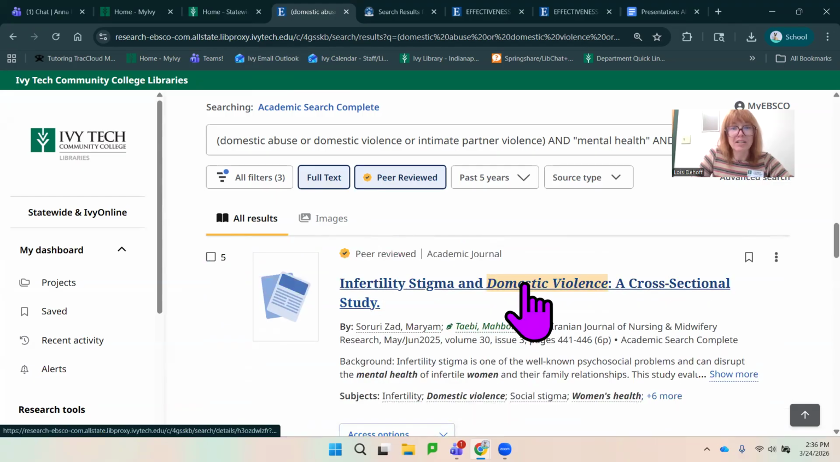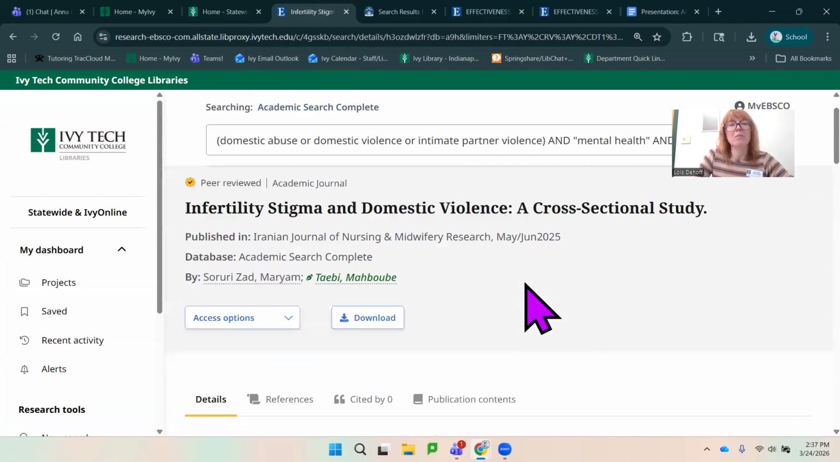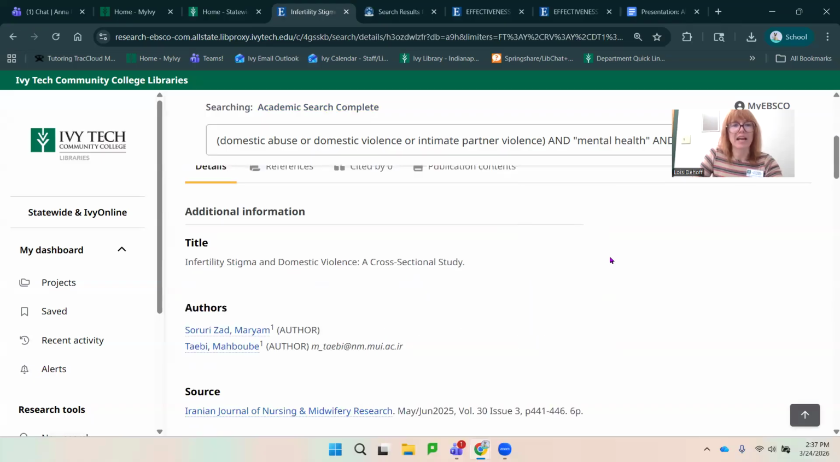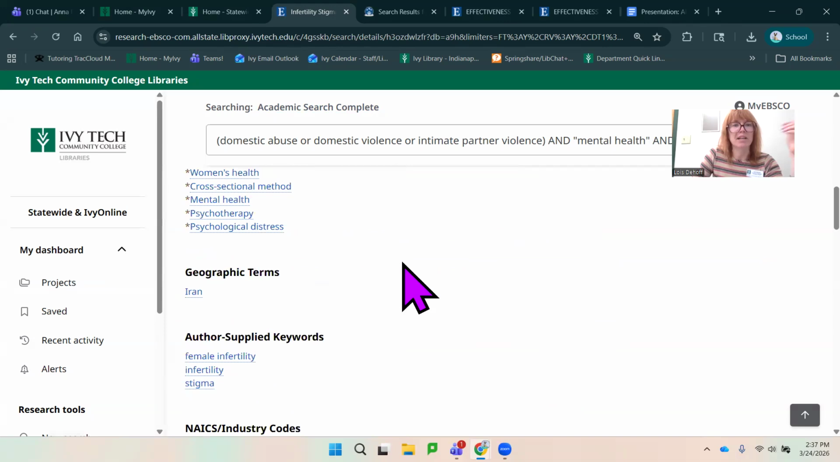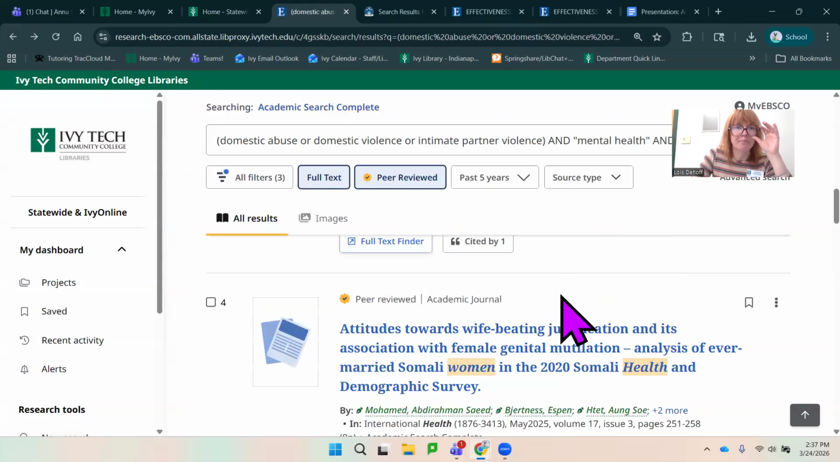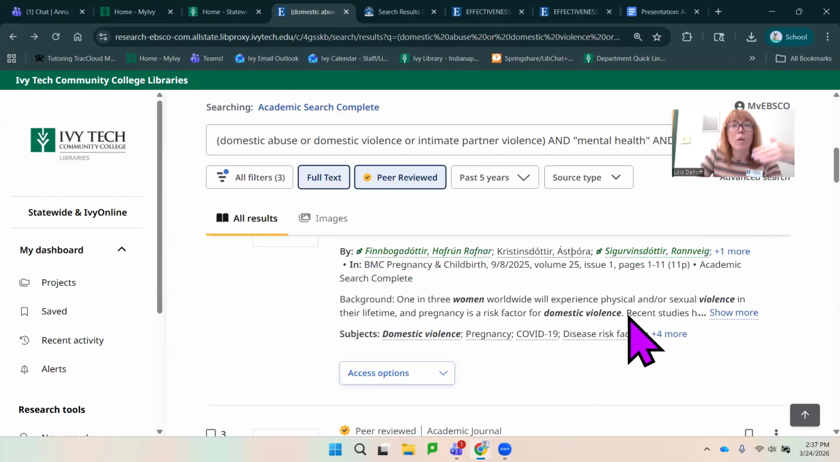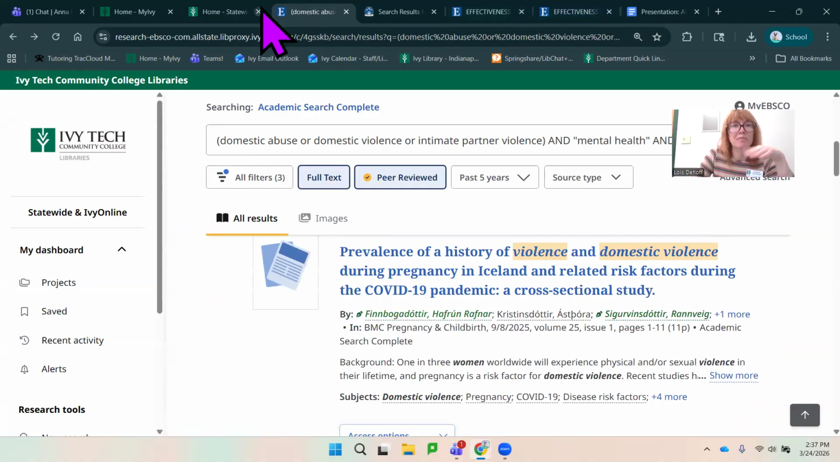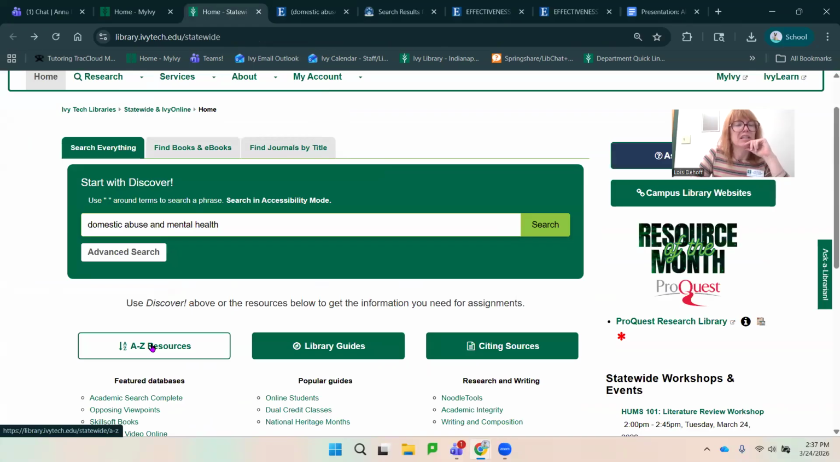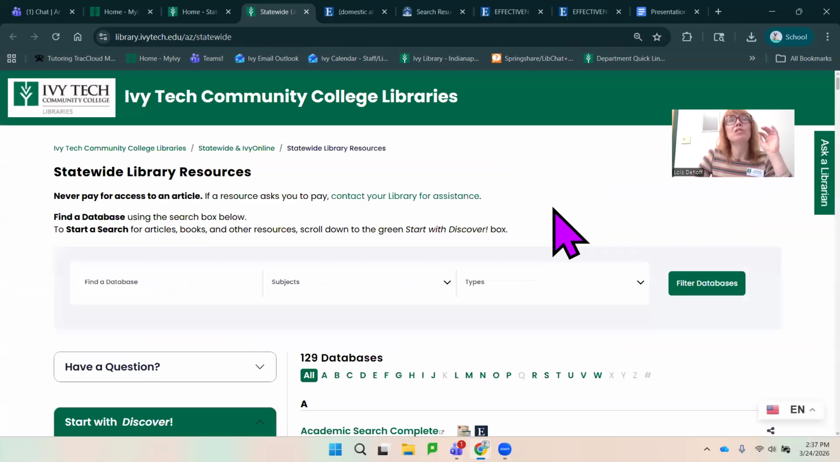I could also click into the title itself, and then it would show me what you saw when we looked at Start with Discover, like the title, the keywords or subject terms you might use, this abstract. So all of these different things, this is another way that you might do some research. The final way I want to show you how to research is to click into A to Z resources and to go to subject-specific databases.